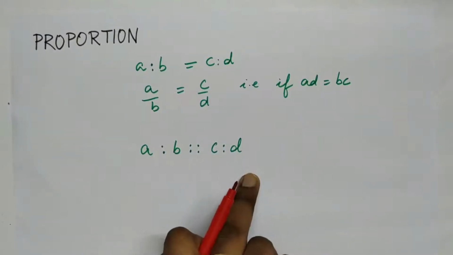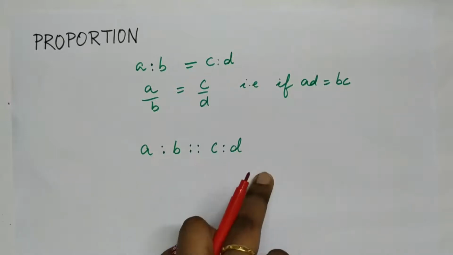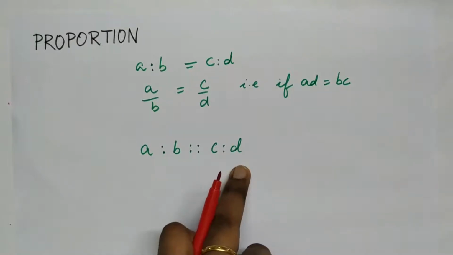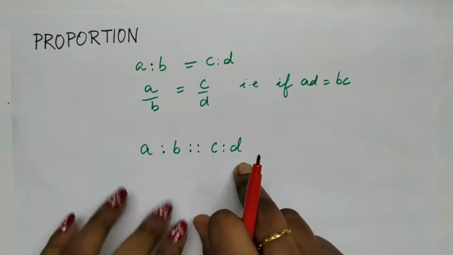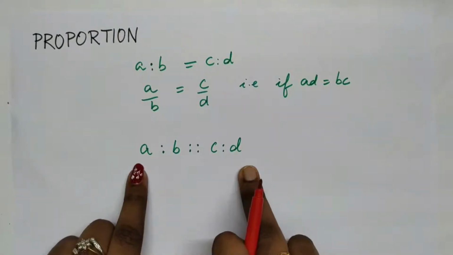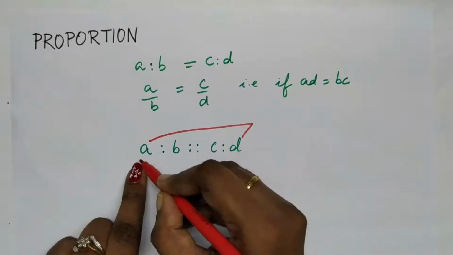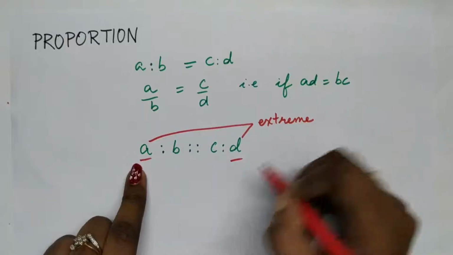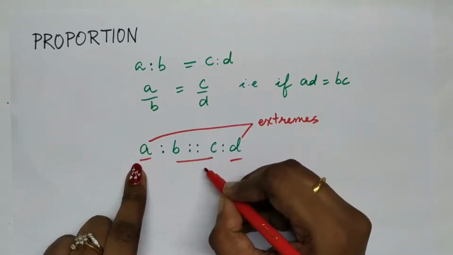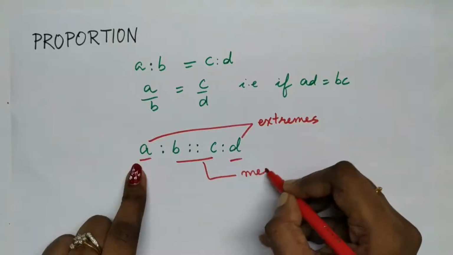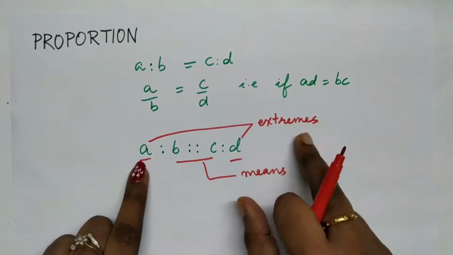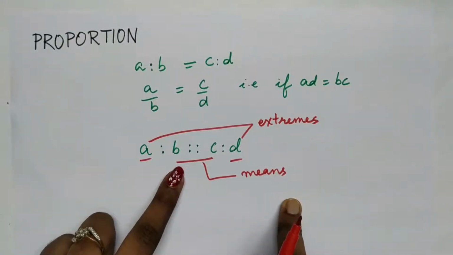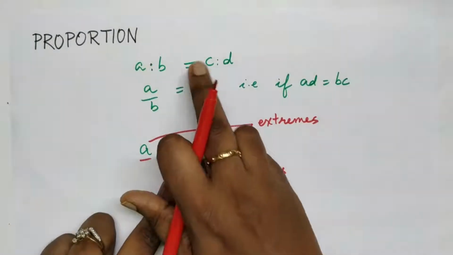Now there are four terms as you can see here. These are all the terms. So the first term is A, the second term is B, C is the third term, D is the fourth term. When I talk about the extremes, the two corners as you can see, they are called the extremes. So here A and D are forming the extreme terms of this ratio. And the two in the middle are the means or the middle terms. So A and D are the extremes, and B and C are the means or the middle terms.